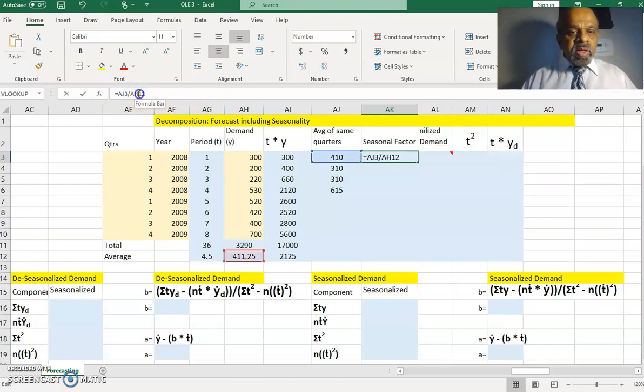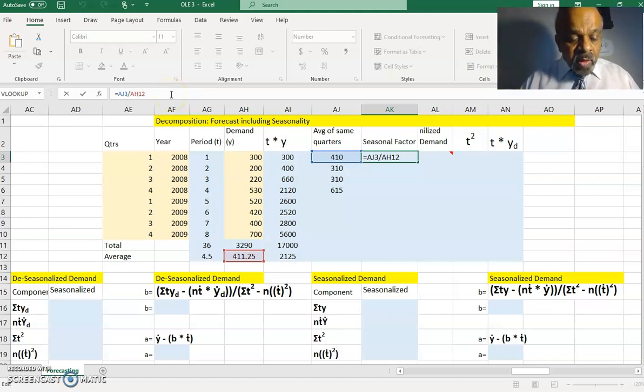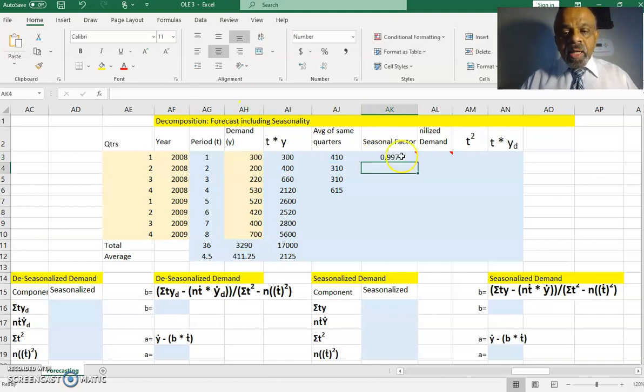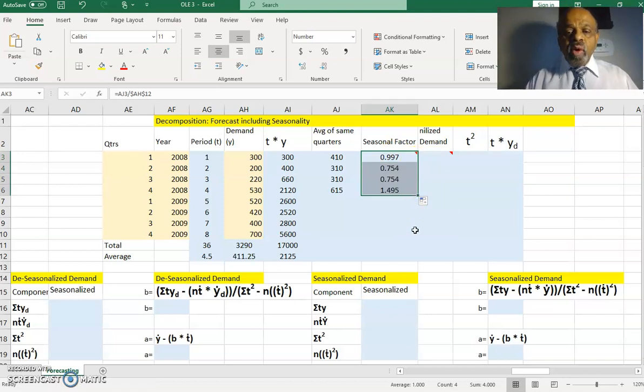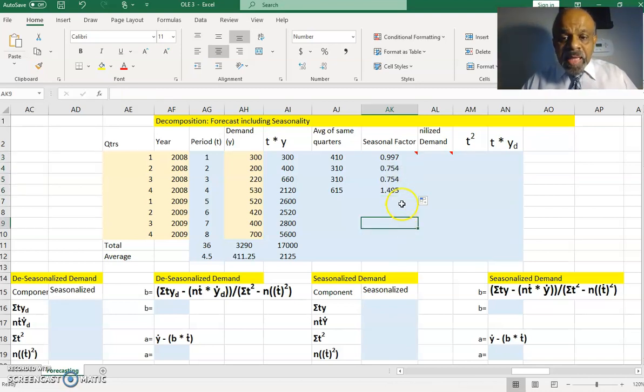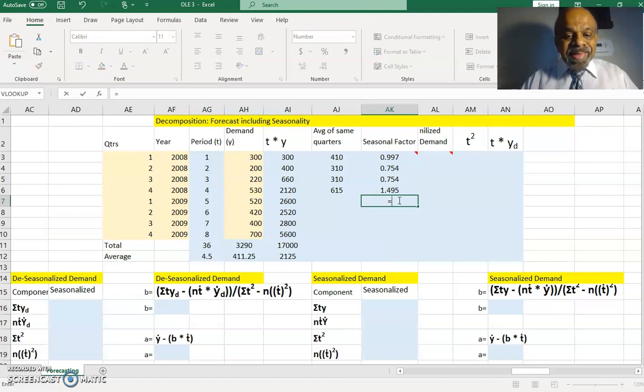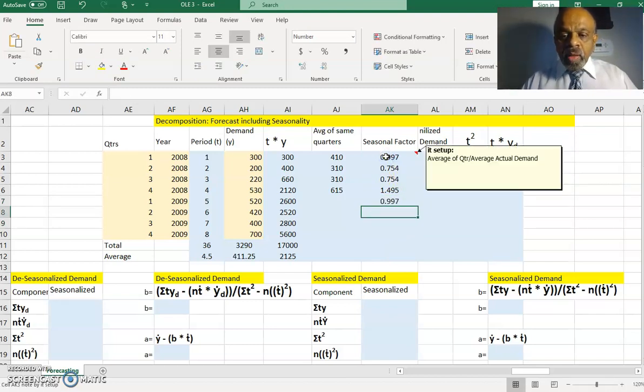And if I can make this AH12, this is a constant, right? As we talked before, I'm going to make this an absolute reference. Then I can copy and paste. Okay, so I have 0.997 as the seasonal factor for the first season, which is the first quarters. So this is going to be the same for my 2009 as well.